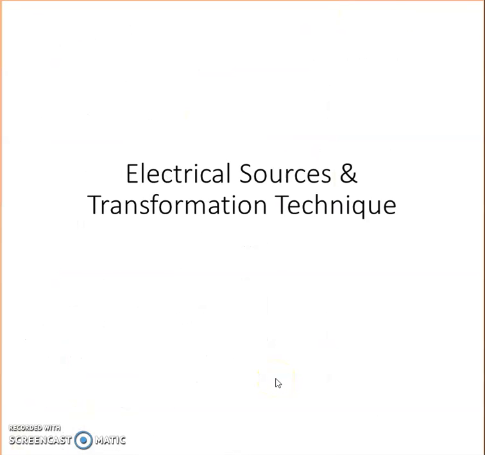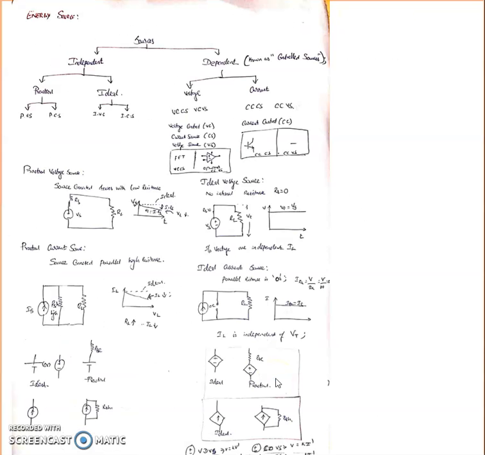Then electrical sources. Electrical source is the very simplest one. There are two sources, one is a voltage source and another is a current source. Practical voltage source and practical current source. What is a practical voltage source? A voltage source in series with a resistance. A practical current source means a current source in parallel with a resistance.